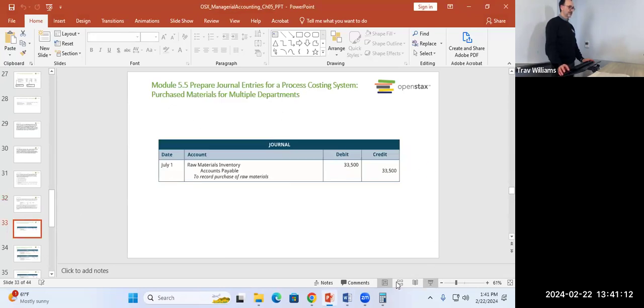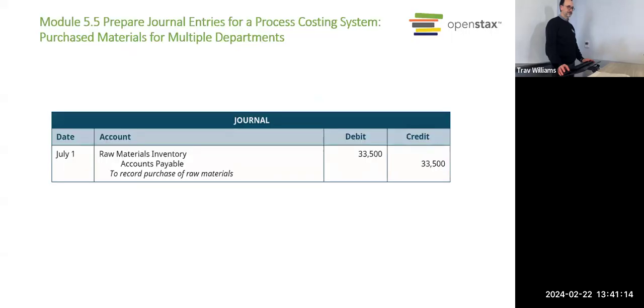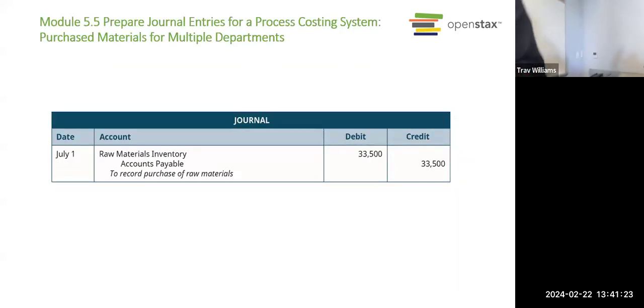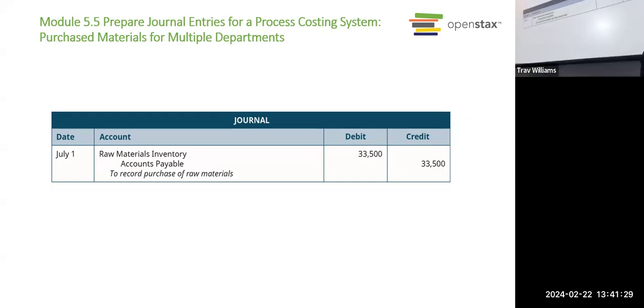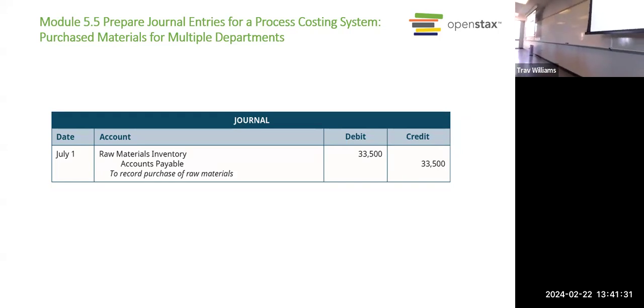Journal entries, okay. So of course, everything gets journalized, right? Every financial transaction has to get recorded to the journal, even if it's just transferring costs from one department to the next. Well, it has to go in the journal.